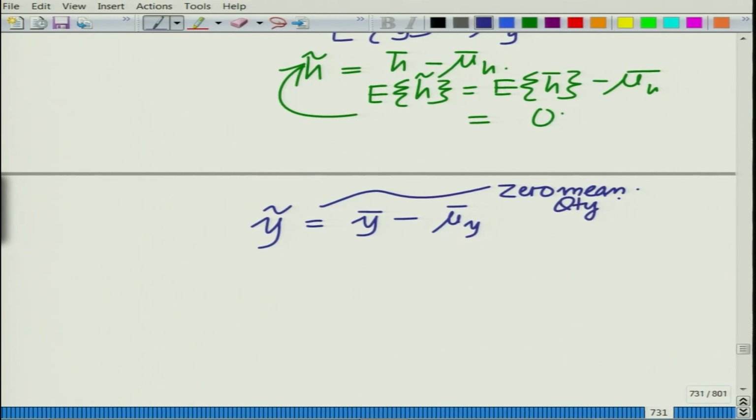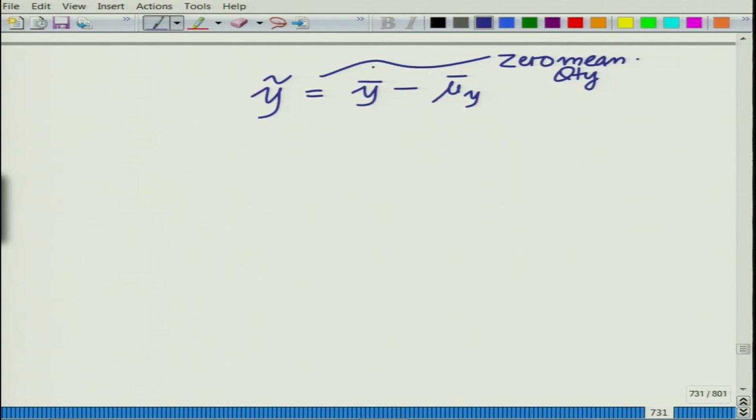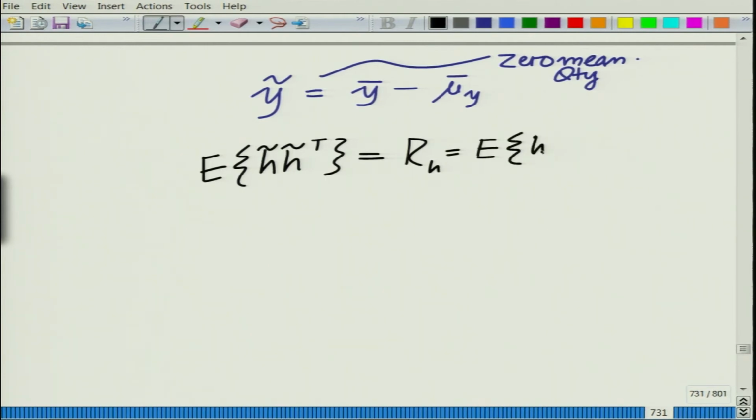This is another zero mean quantity. Now, we can estimate in terms of these tilde quantities. Now, we say expected value of h tilde h tilde transpose, let us say this is still denoted by R_h, which is nothing but expected value of (h bar minus mu bar h) into (h bar minus mu bar h) transpose, because the shifting by the mean does not affect the covariance. So, covariance of h bar and h tilde will still be the same.